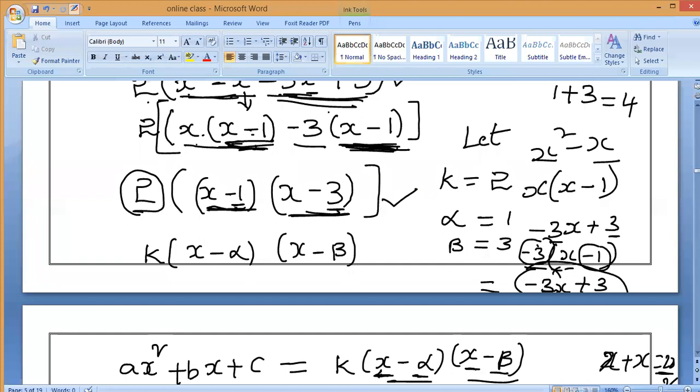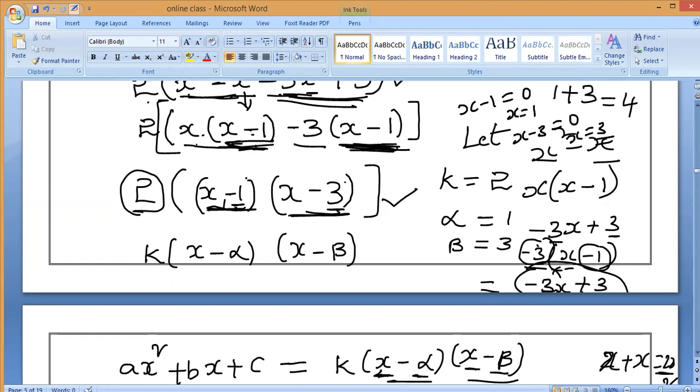Understand? Now if you observe the zeros of the polynomial, x minus 1 equals 0, so x equals 1. In the same way, x minus 3 equals 0, so x equals 3. Is it clear? Yes, sir. So the zeros are 1 and 3. This is called the coefficient.